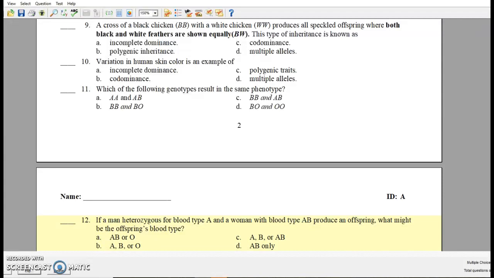Working a blood type problem, if a man who is heterozygous for type A blood marries a woman who has type AB blood, and they have offspring, the offspring would have what blood type? Well, if the man is heterozygous for A, he would be AO, and if the woman is type AB, she'd be AB. And so you can set up a Punnett square, and they could have type A blood, they could have type AB blood, they could have type B blood, but they could not have type O blood.